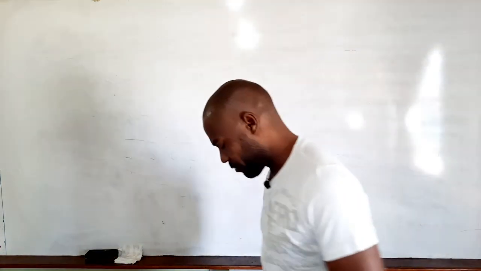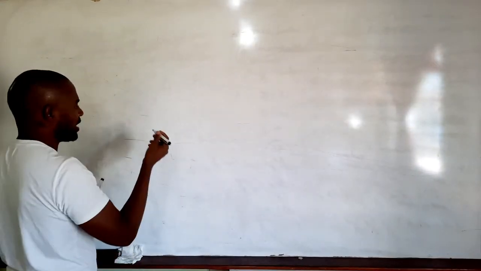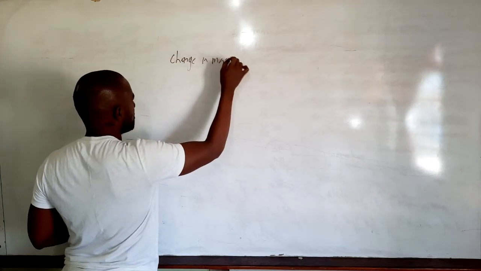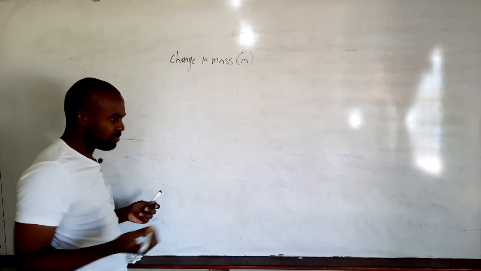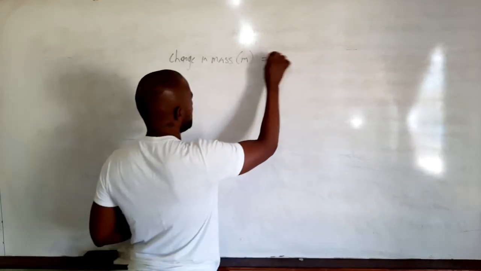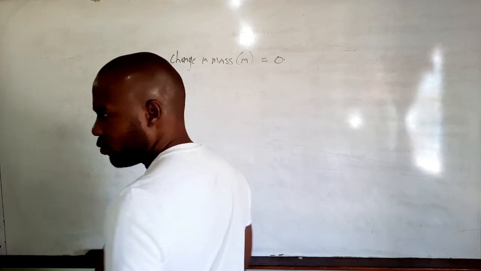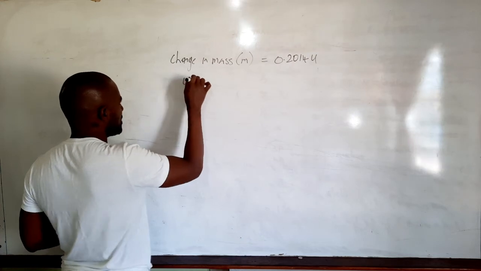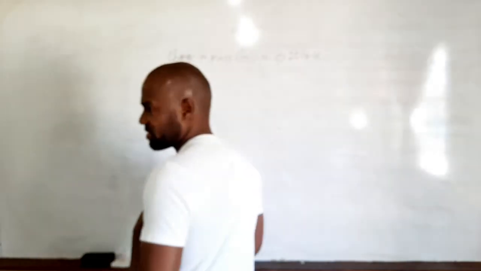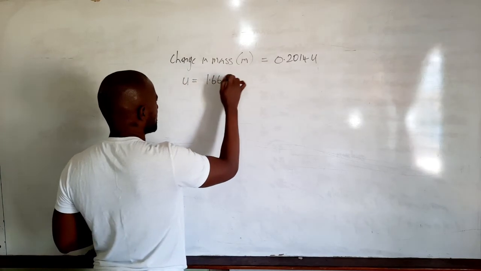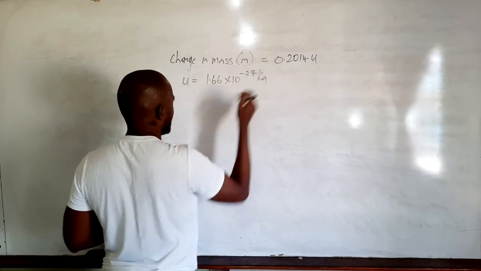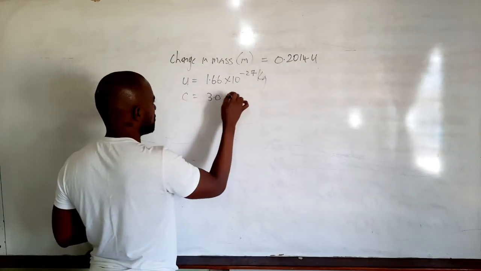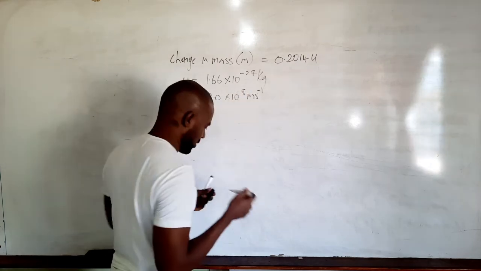So let's write down the information that we have. So the change in the mass, we can call that M. Some books would have put delta M since it represents a change in the mass, but we'll just use M. So change in mass M is equal to 0.2014 U. Now we're also given that U is equivalent to 1.66 times 10 to the minus 27 kilograms. Right? And of course we know that the speed of light c is equal to 3.0 times 10 to the 8 meters per second.